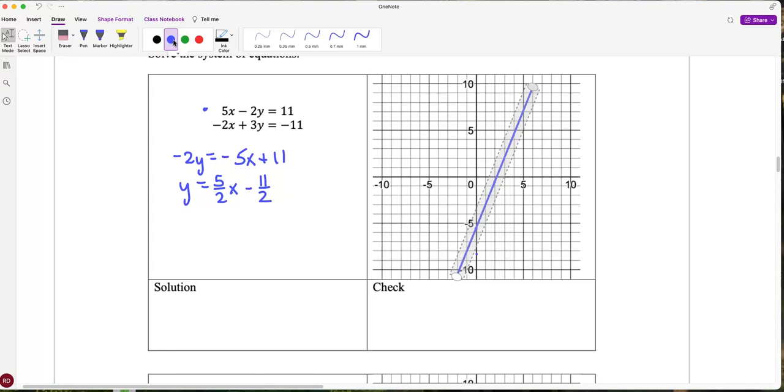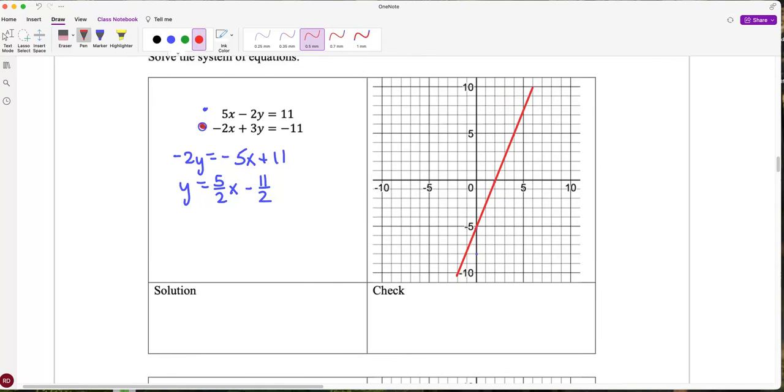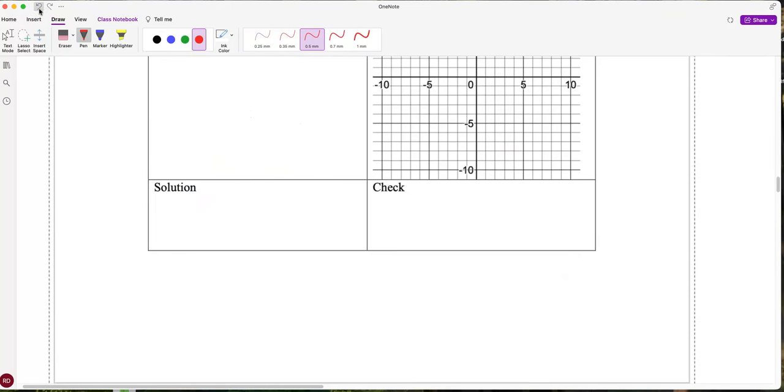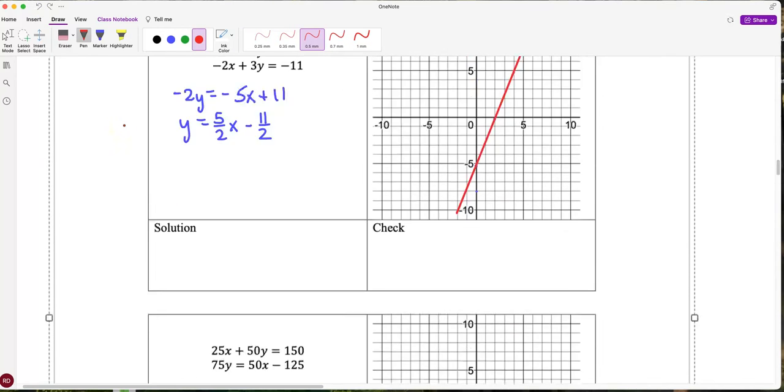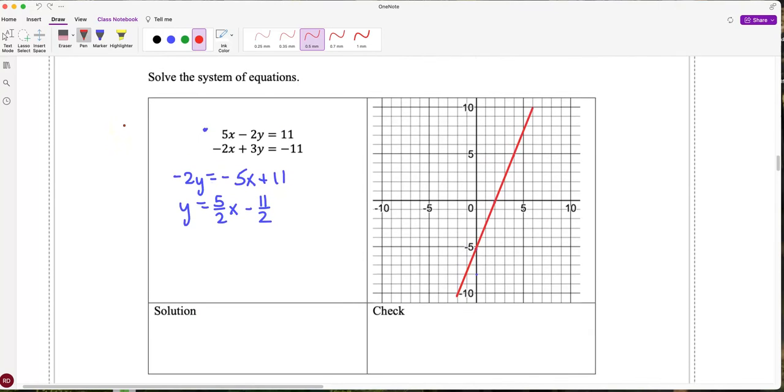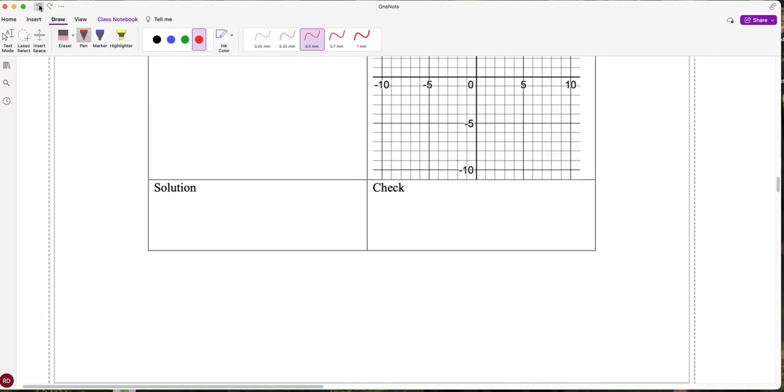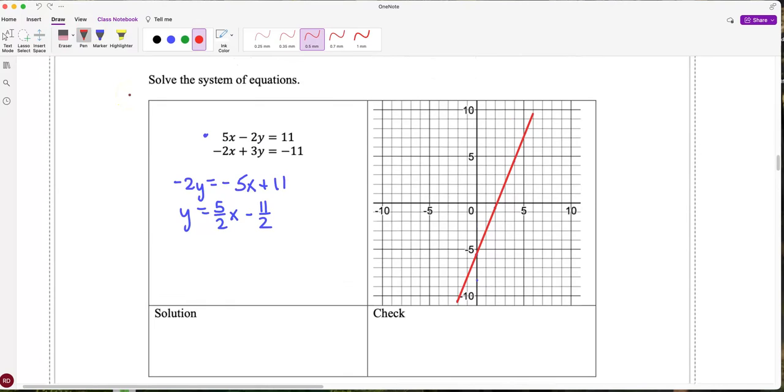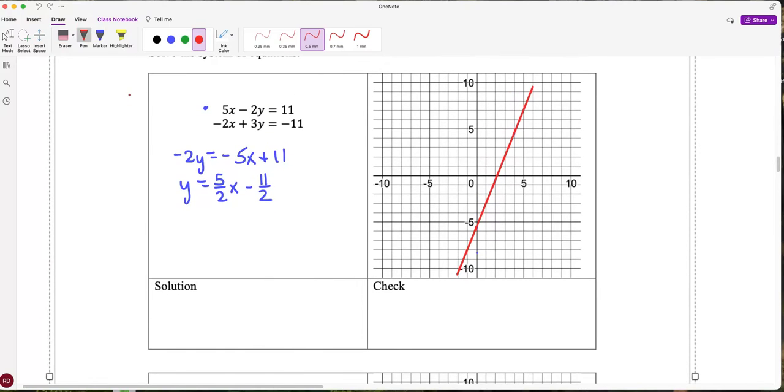Okay, if I take the next line right here, I moved the grid. See if I can get that line back. There we go.